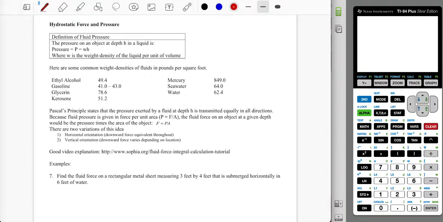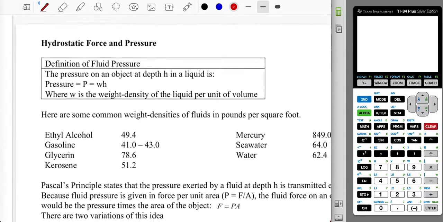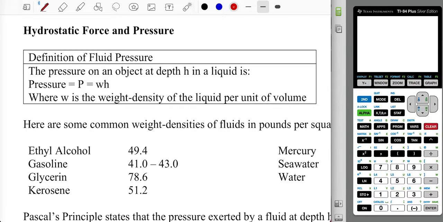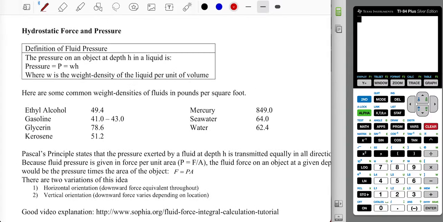So on page 46, we're looking at hydrostatic force and pressure. Definition of fluid pressure: the pressure on an object at depth h in a liquid is P equals wh. W is the weight density of the liquid per unit of volume. So that's a fact or a piece of given information. We're typically going to work with objects that are submerged in water. So that's the 62.4.